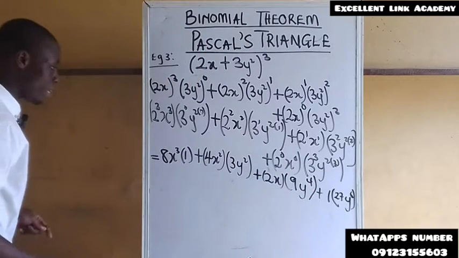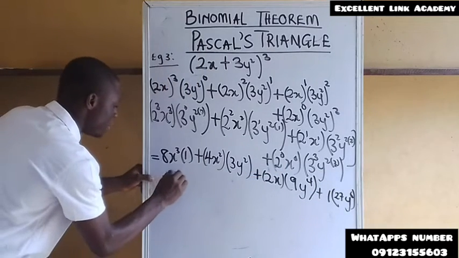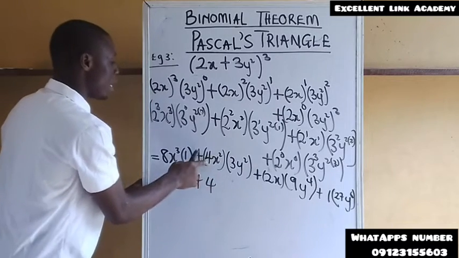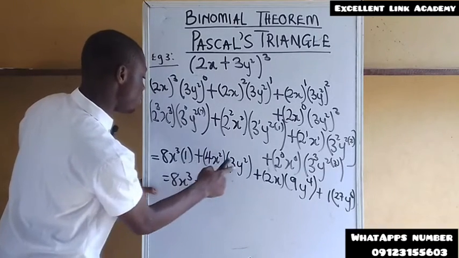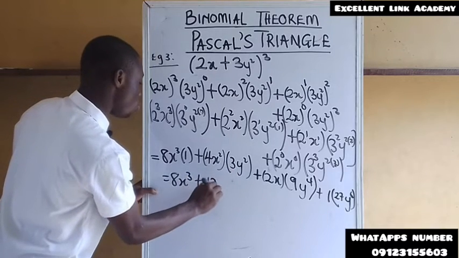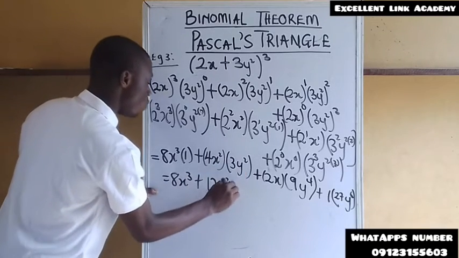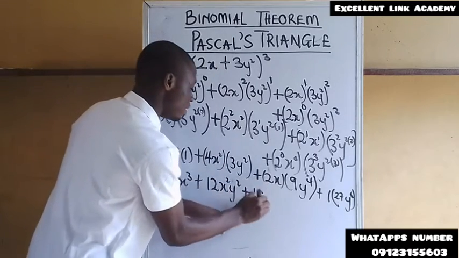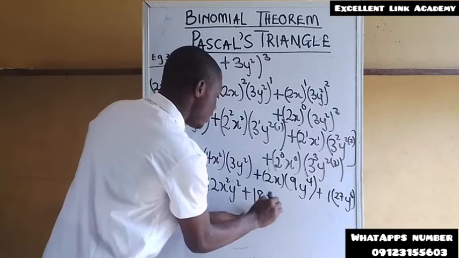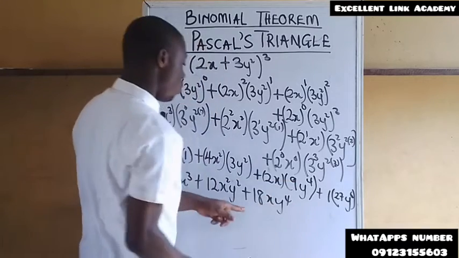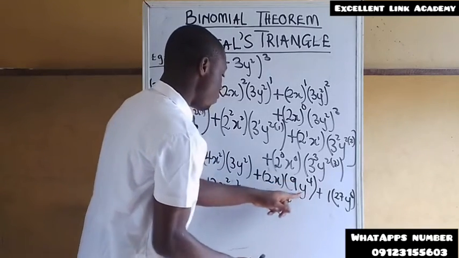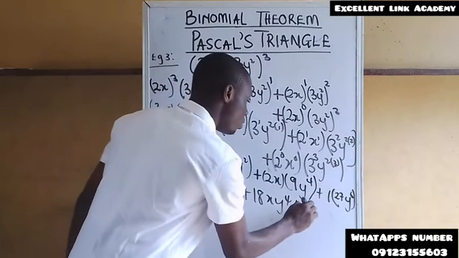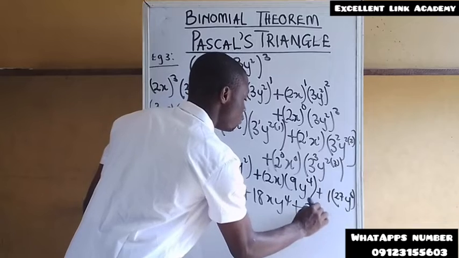So let's approach it: multiply them. I have 8x cubed plus 4 times 3 is 12. That becomes 12x squared y squared, right? Plus 2 times 9 is 18, x y to the power of 4. Plus 1 times 27, y to the power of 6. That's 27y to the power of 6.